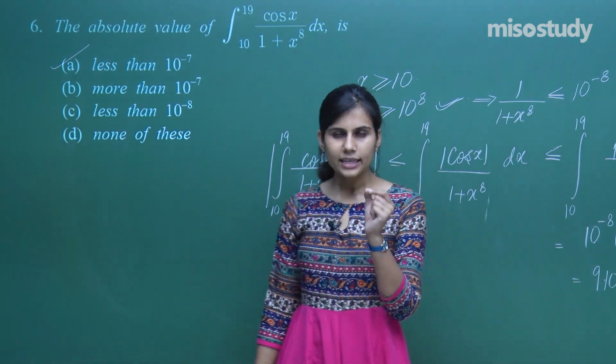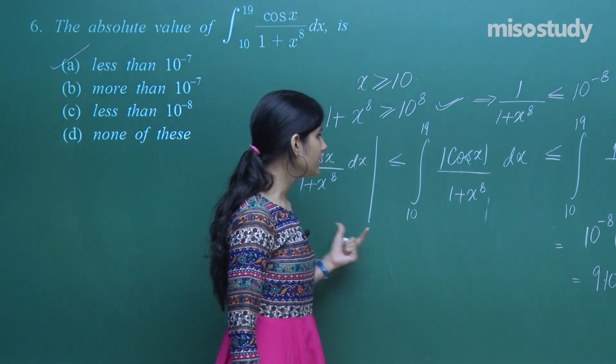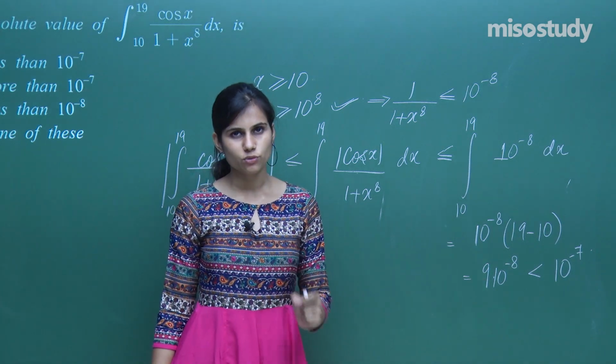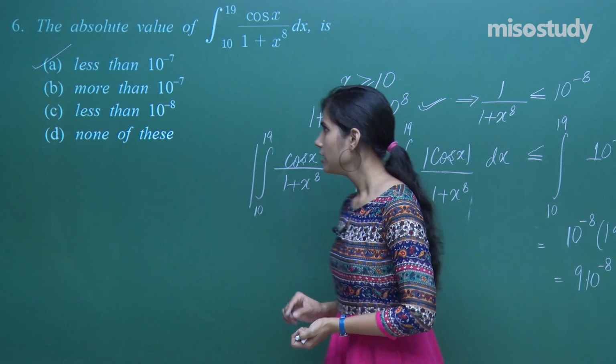The only thing to be used over here is the very simple concept that mod of the integral is less than or equal to integral of the mod, and that mod of cos x is always less than or equal to 1, no matter what real number x is acquiring.